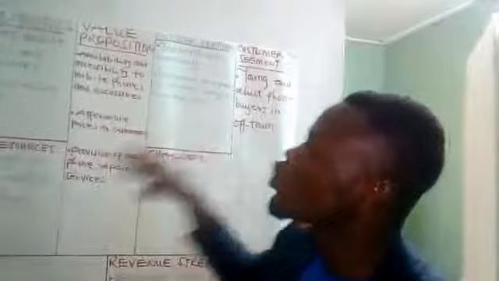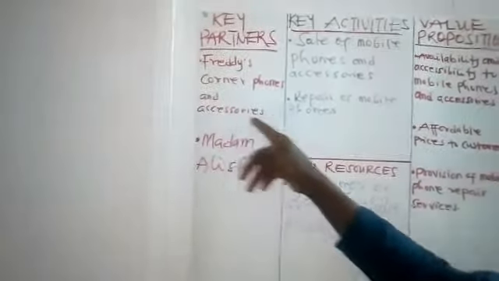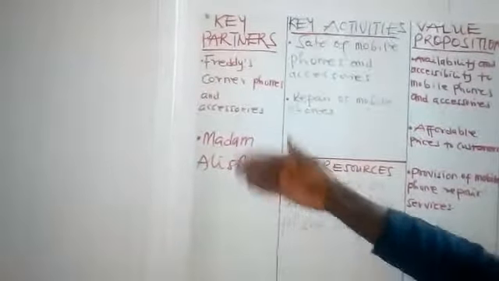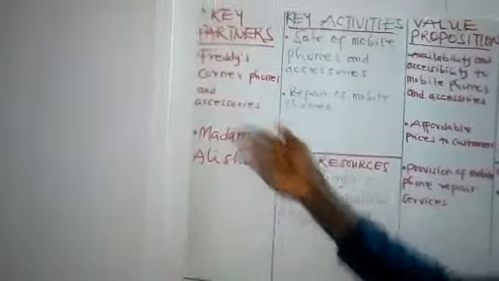Then from there, he said he can't render this service alone. So he will need help from external bodies, which are the key partners. Which means Home Phones does not produce phones on its own, and he also does not import phones. So he needs an importer of phones, which is Freddy's Corner Phones and Accessories. This person sells phones in bulk, he does wholesale of mobile phones. So Freddy's Corner will be the external party who will supply phones to Home Phones, so that he can retail these mobile phones to his customers.